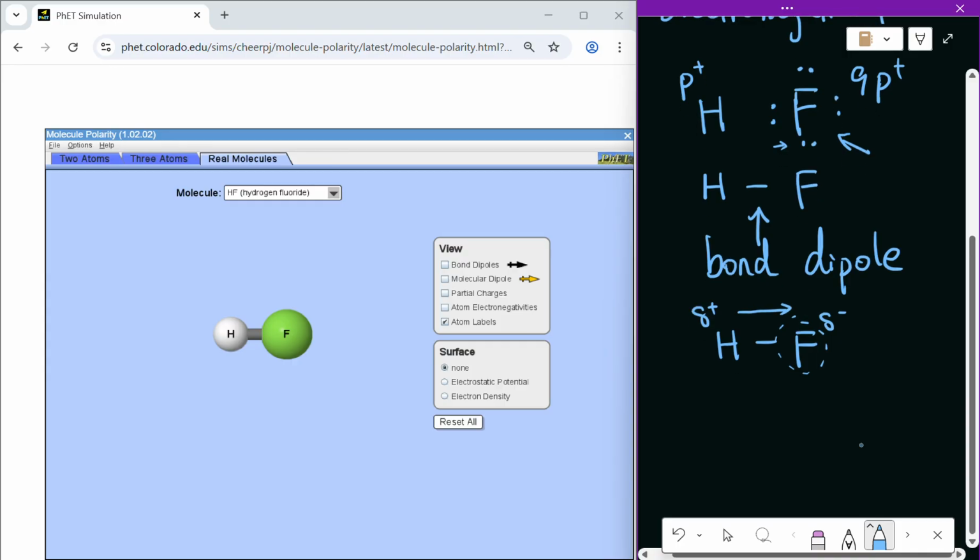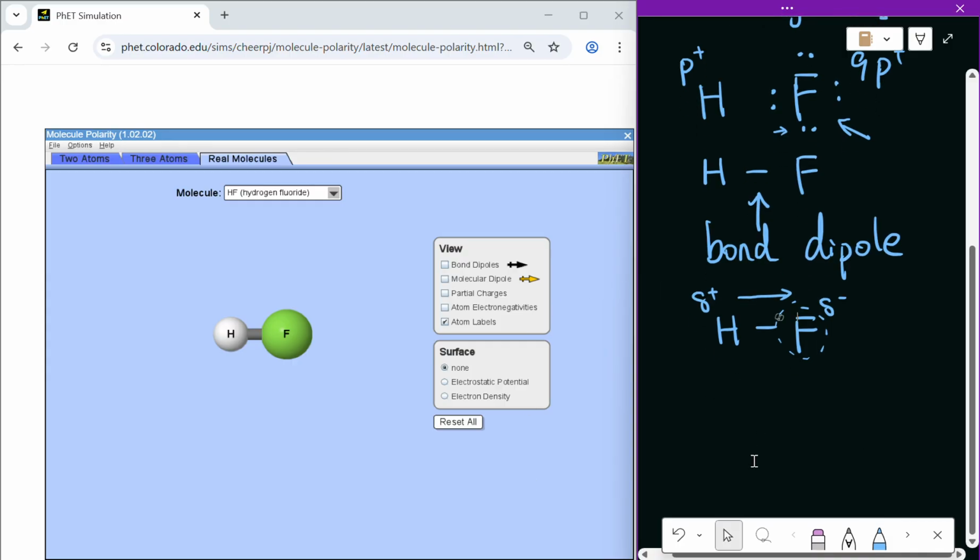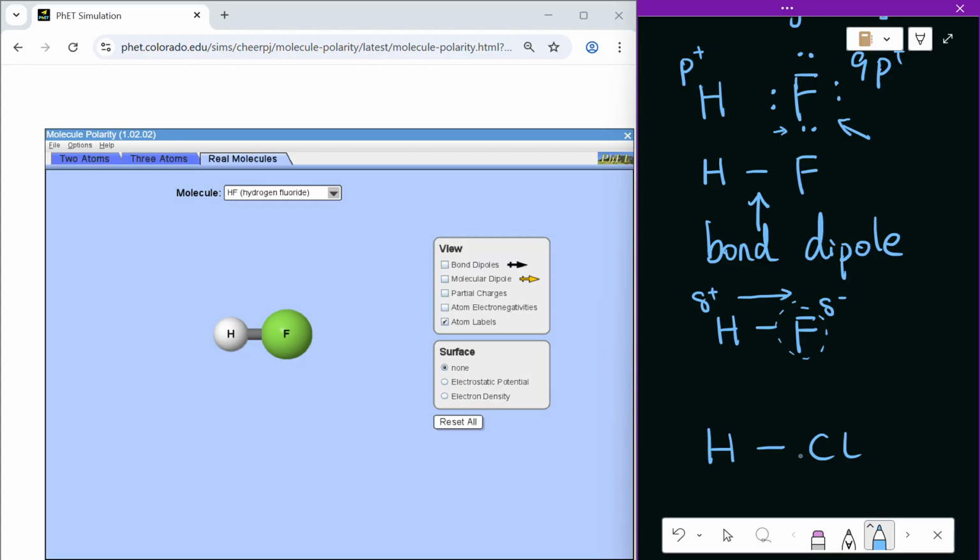And then, how can we determine if a bond is polar or nonpolar based on electronegativity? For example, if we have a hydrogen chloride molecule, and we know that if we draw the Lewis diagram, it will look something like this. They will share one pair of electrons, so it's a single bond.